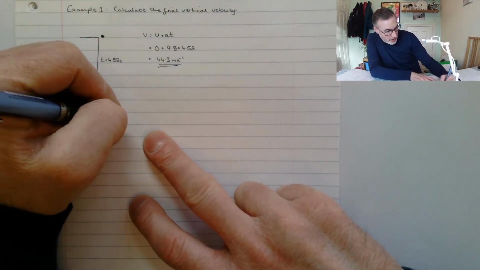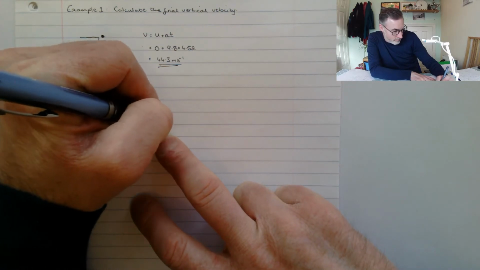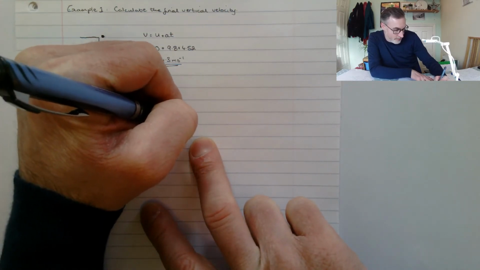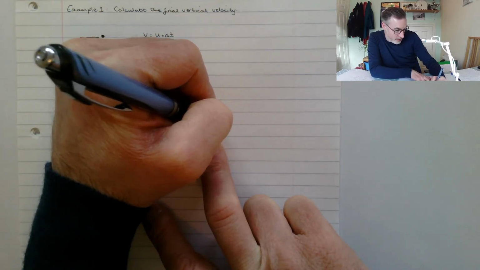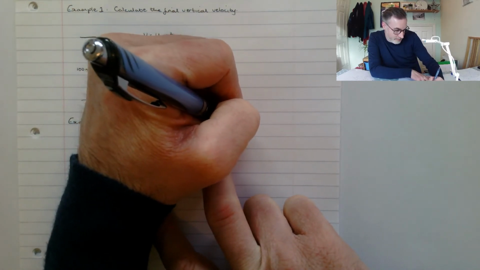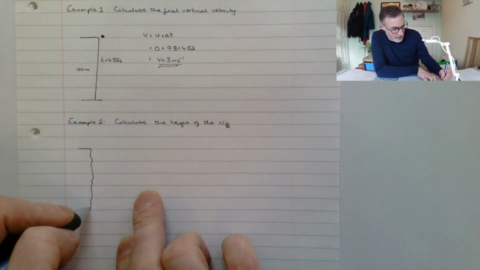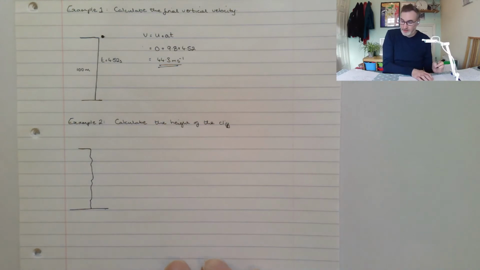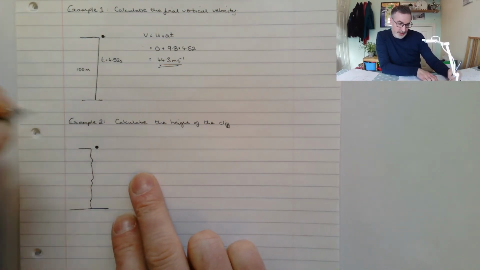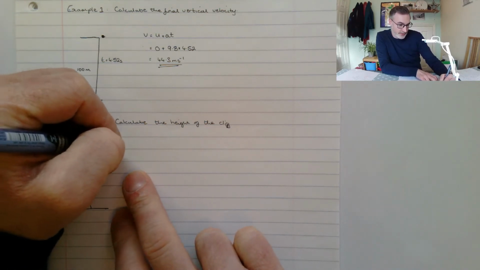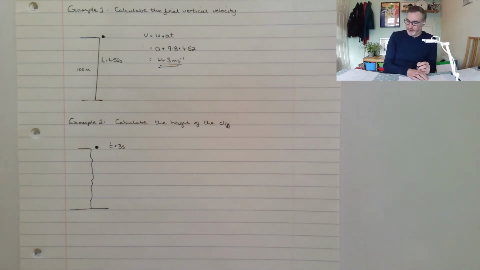And we can say calculate the height of the cliff. And so here we have our cliff. There we go. And we take our ball and we're just going to drop it again. We're just going to keep things really, really simple. And we're going to say that it's falling for a time of 3 seconds.